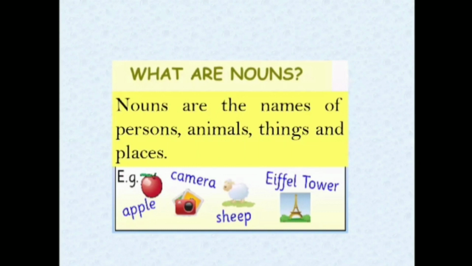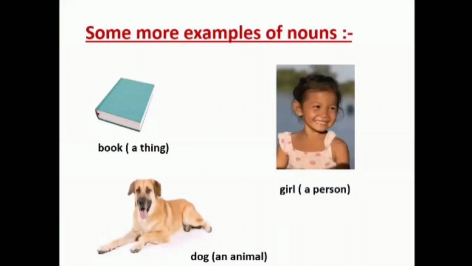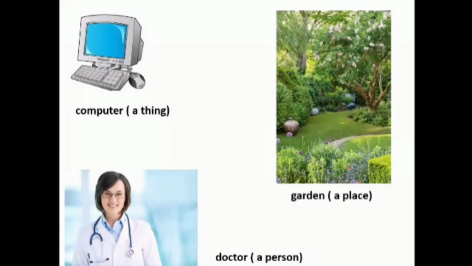What are nouns? Nouns are the names of persons, animals, things, and places. For example, apple, camera, sheep, Eiffel Tower. Here are some more examples. See the first picture? Book. That is a thing. Next, a girl. That is a person. Next is a dog. That is an animal. Next is computer. A thing. Next is garden. A place. Next is doctor. A person.